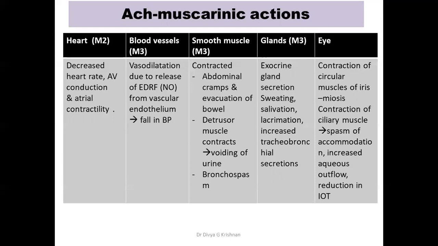On the glands, it causes secretion of the exocrine glands and can lead to sweating, salivation, lacrimation, increased tracheobronchial secretions, and so on. Intestinal secretions are not that much affected, and milk and bile secretions are not at all affected by cholinergic transmission. On the eye, I already told you it causes miosis, and it can cause a spasm of accommodation, increased aqueous outflow, and reduction in IOP because of the contraction of the ciliary muscle. This is just a summary of what we have told in the previous slides.